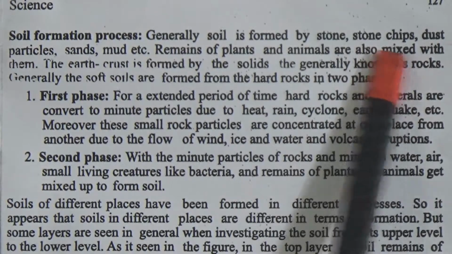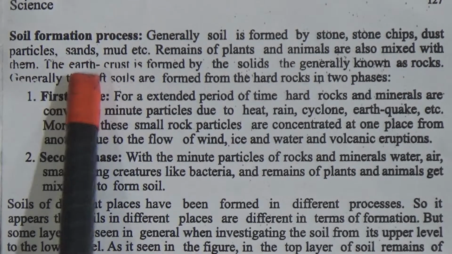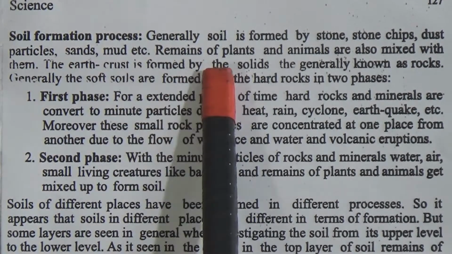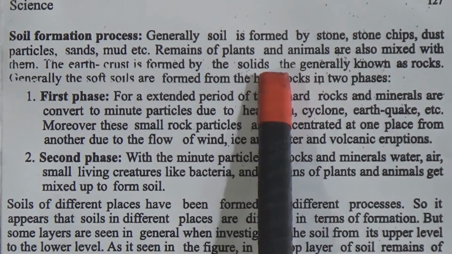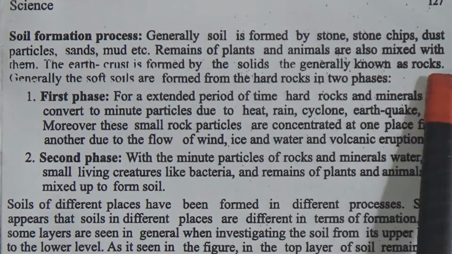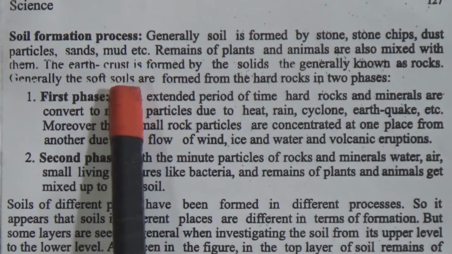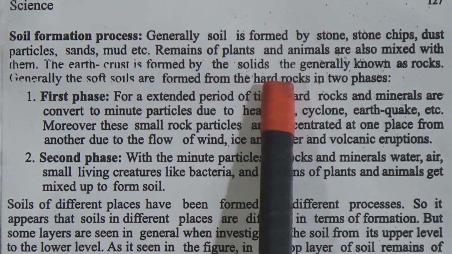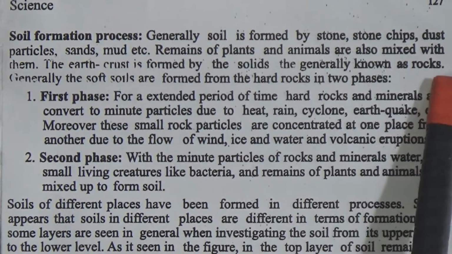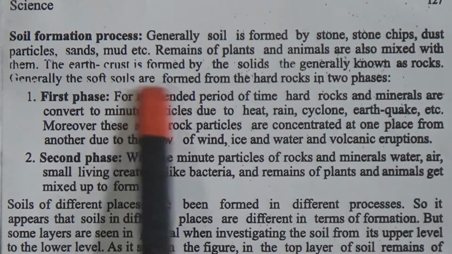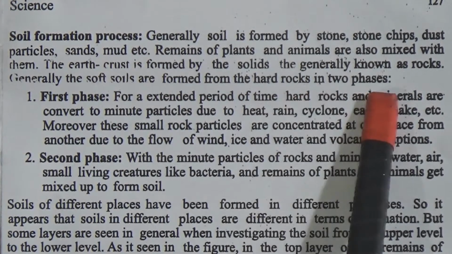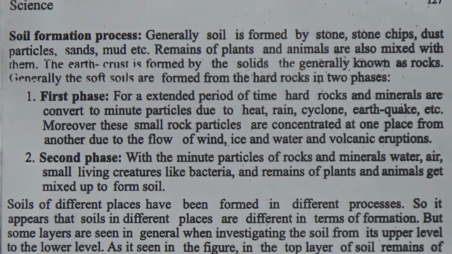Soil formation process. Generally, soil is formed by stones, stone chips, dust particles, sand, mud, etc. Remains of plants and animals are also mixed with them. The earth crust is formed by solids, generally known as rocks. Generally, soft soils are formed from hard rocks in phases.